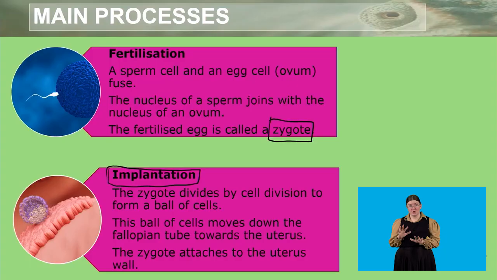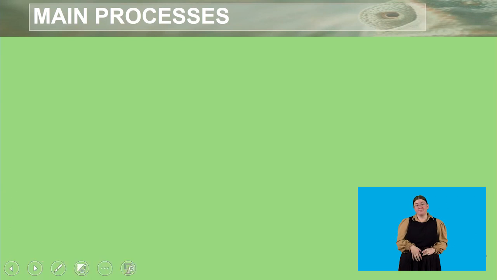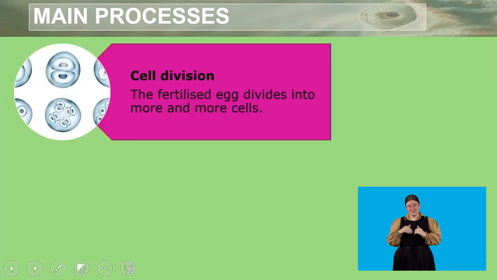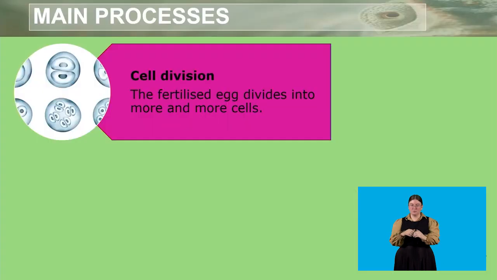and whatever the mother is putting in or ingesting into their system. Okay, we have mentioned that the ball of cells moves down the fallopian tubes towards the uterus. The zygote attaches to the uterus wall. And then next, we have cell division. We've spoken about cell division. That happens immediately after the egg cell has been fertilized or has fused with the sperm cell to form the zygote. There's constant division of cells that will later form an embryo.